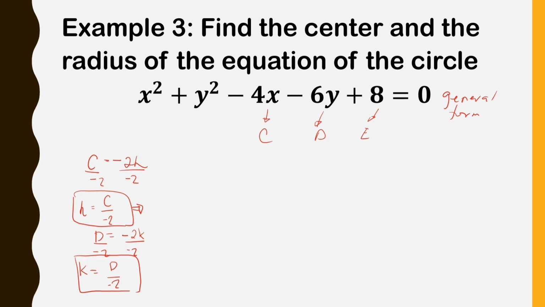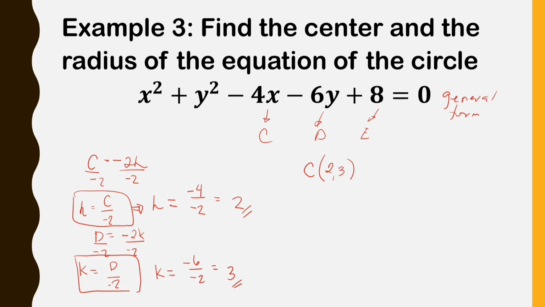Since our c is equal to -4, we let h be -4 divided by -2. So our h is equal to +2. For k, it is the value of d, which is -6, divided by -2, and that is +3. Therefore, our center is at the point (2, 3).